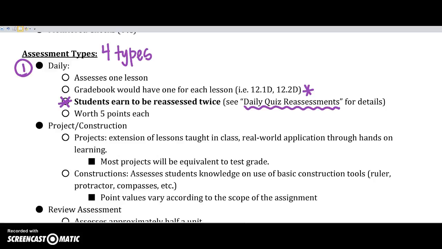The next type of assessment is projects and constructions. Projects is just an extension of the lesson taught in class. We're trying to use real-world application through hands-on learning.